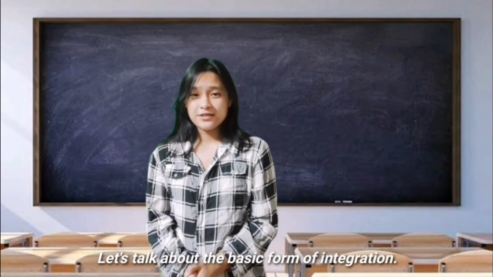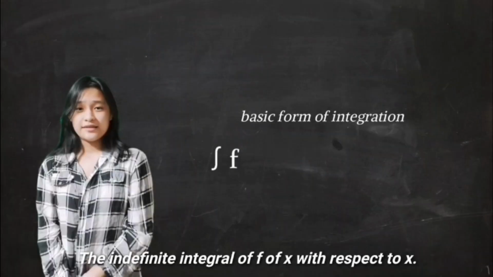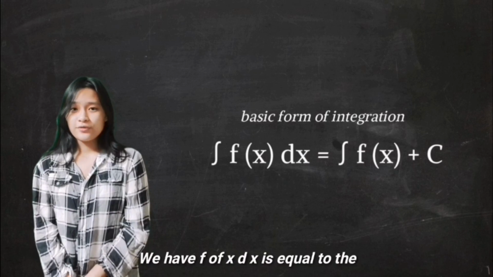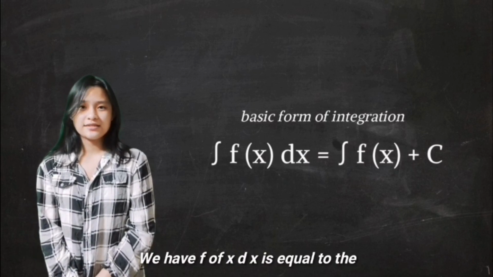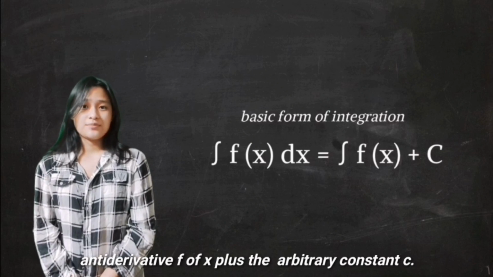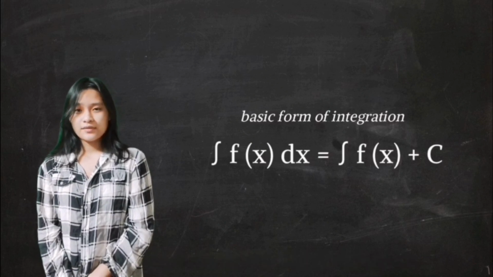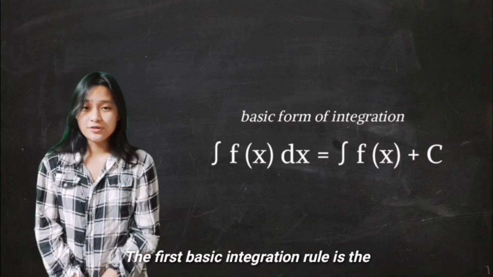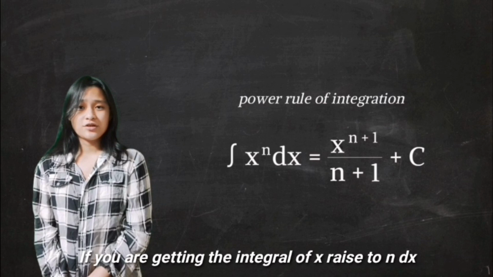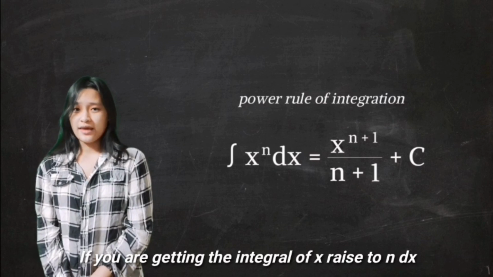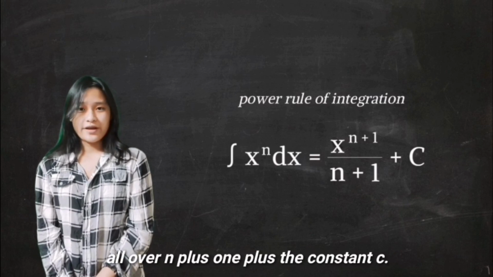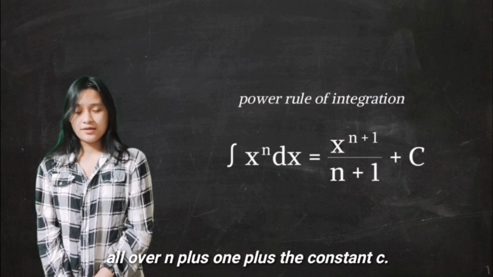Let's talk about the basic form of integration. The indefinite integral of f of x with respect to x, f of x dx, is equal to the antiderivative of f of x plus the arbitrary constant c. The first basic integration rule is the power rule of integration. If you are getting the integral of x raised to n dx, it is just equal to x raised to n plus 1 all over n plus 1 plus the constant c.